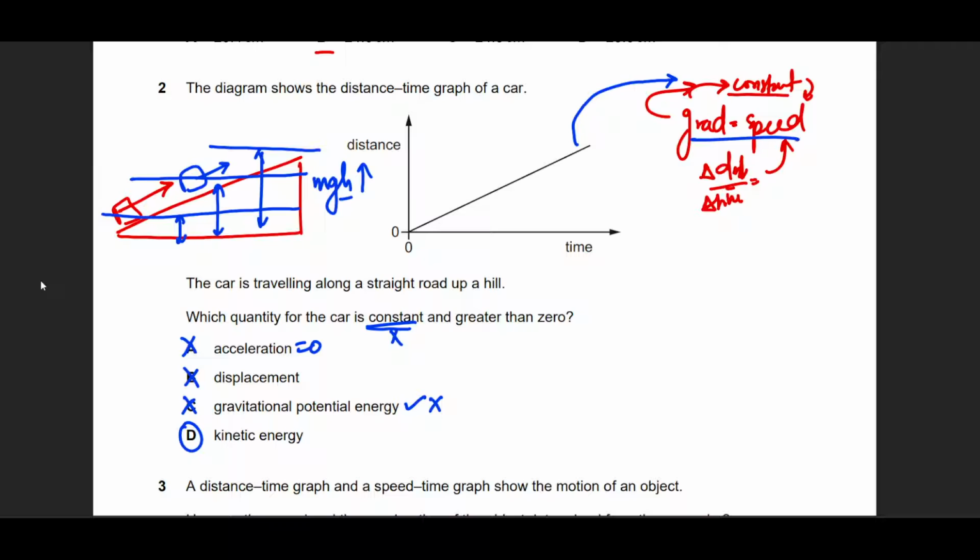Plus, we understand that the speed is constant. So whenever I apply half mv squared, the mass is constant, the velocity is constant, I'm going to get the same answer no matter whether the object was at this place or at this place, wherever it was in its life cycle.